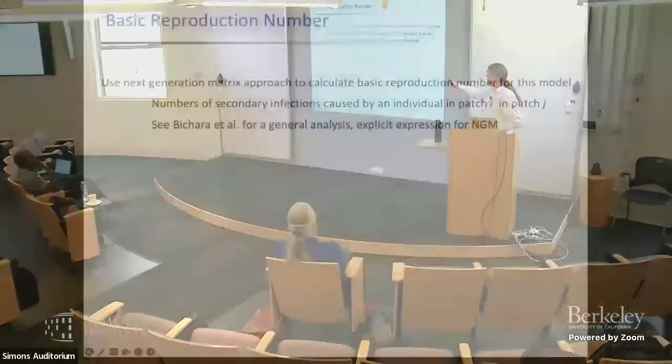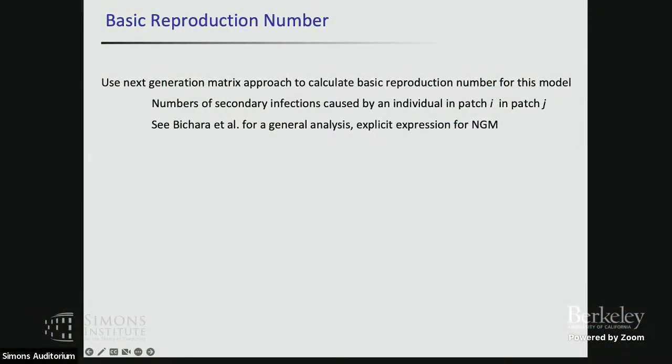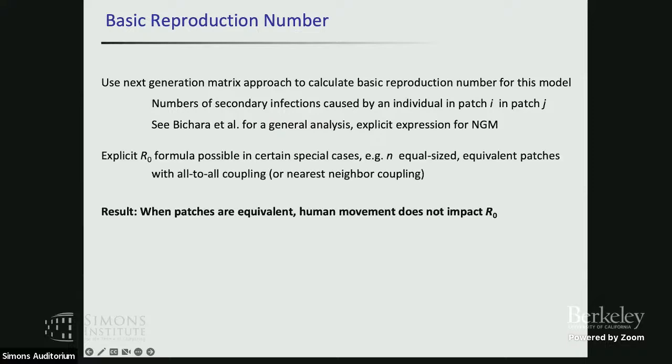So as I said, you can do the analysis, and Bichara et al. did this analysis. They got explicit expressions for next generation matrices. They got explicit formulae for R0 in certain special cases. Basically where you have a whole bunch of symmetry so that essentially all patches are equivalent.